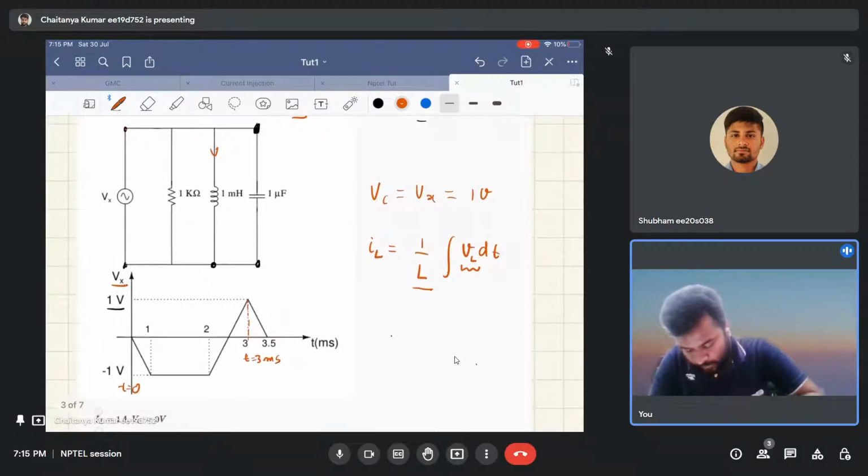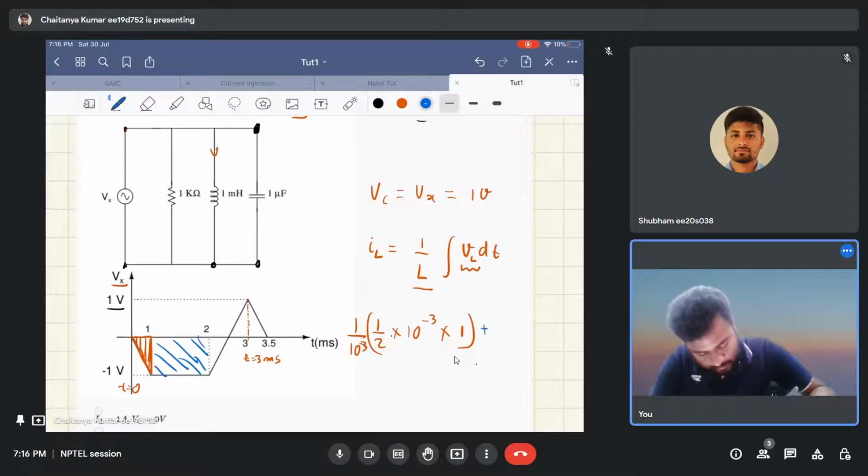So for that, what you can do is this: the area under this curve, that is the triangle part, is half into the time, that is 10 to the power minus 3, into the voltage divided by the inductor, that is 10 to the power minus 3 again. And the area under the rectangle is length into breadth, that is 10 to the power minus 3 into 1 into 10 to the power minus 3.